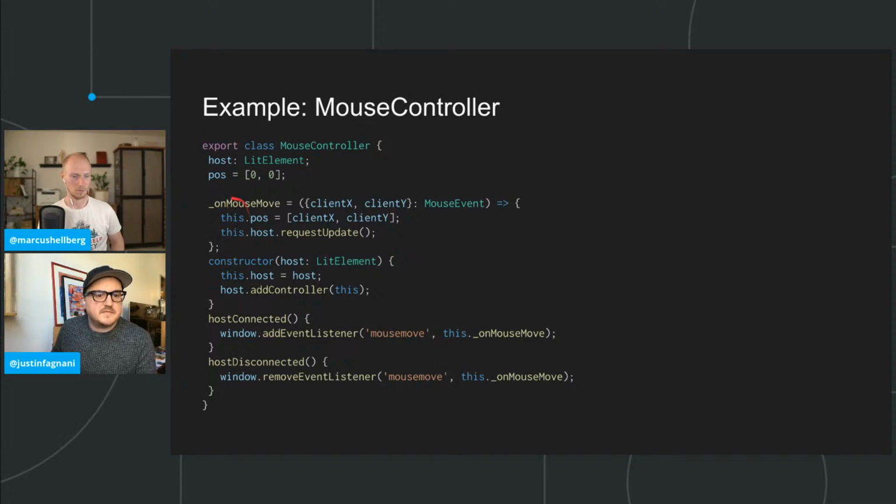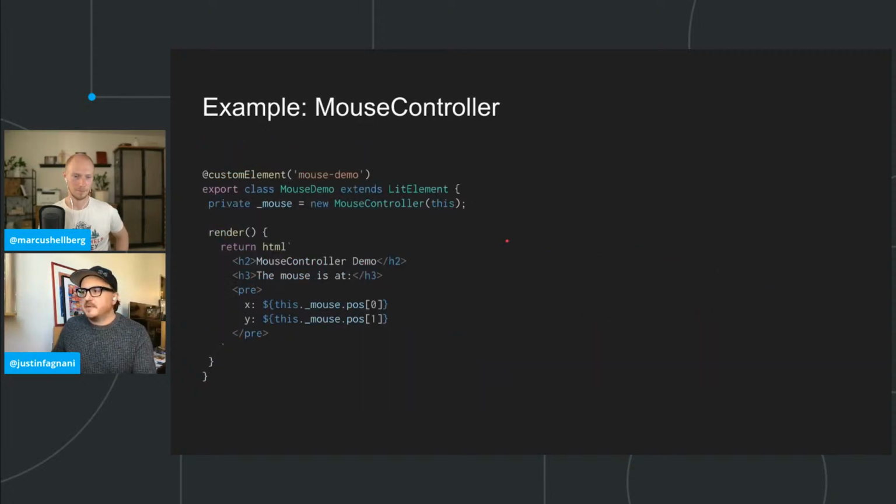And what we have is an event handler here on mouse move, and all it does is update the controller state and then tells the host to update. And so now the host can re-render and access the new state. And then to make sure that we do things properly and don't leave event listeners hanging all over the window for elements that might be disconnected, we add the event listener when we're connected, and we remove the event listener when we're disconnected.